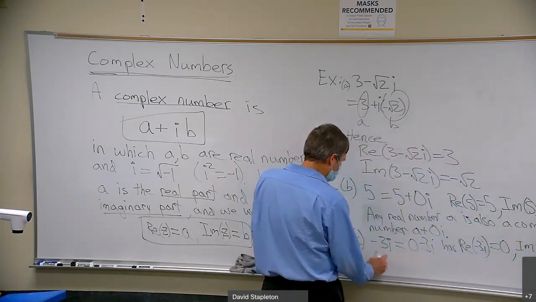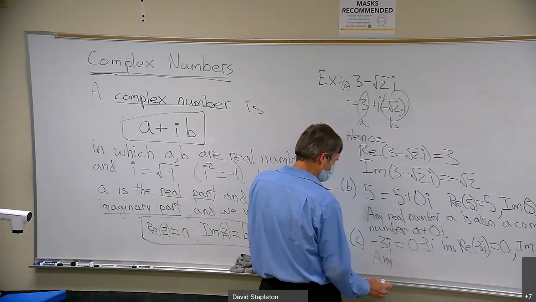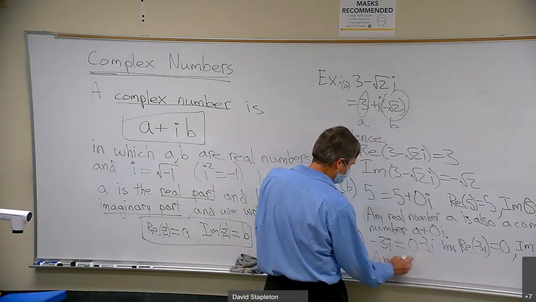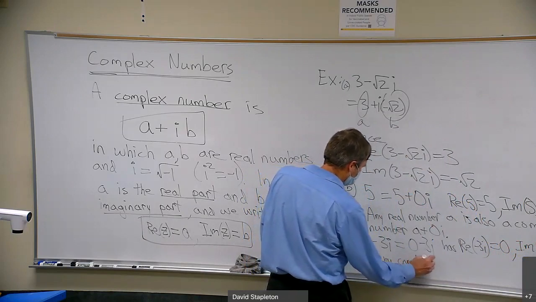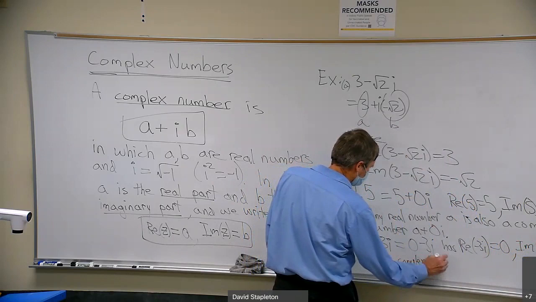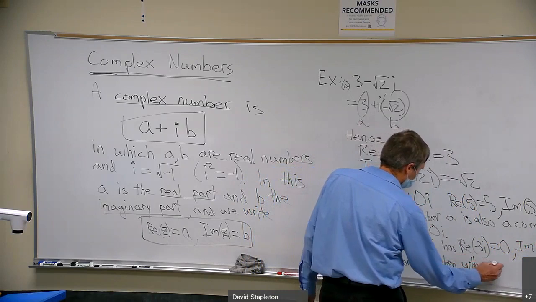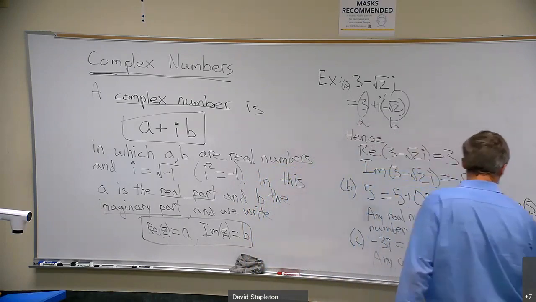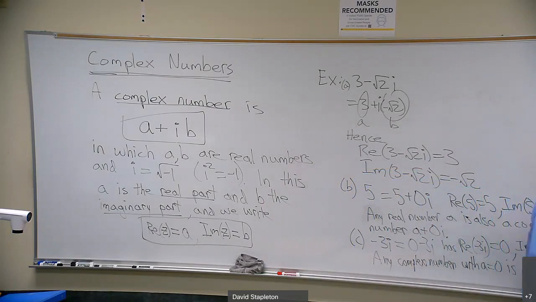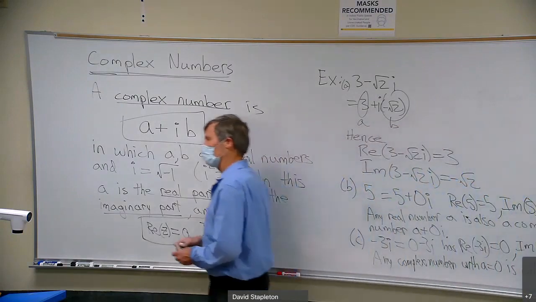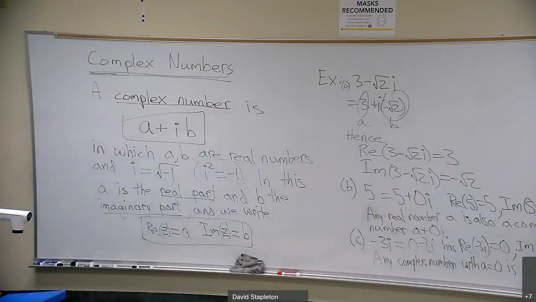And any complex number, a plus ib, with a equals 0 is called a pure imaginary number. So a complex number with b equals 0 is said to be a real number. A complex number with a equals 0 is said to be a pure imaginary number.